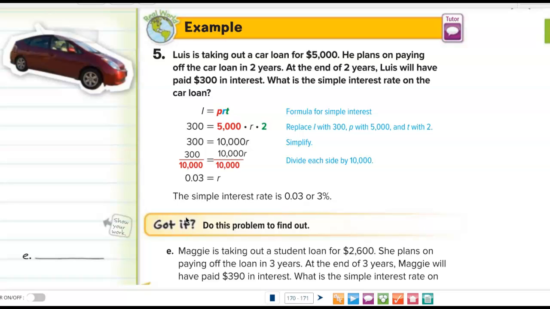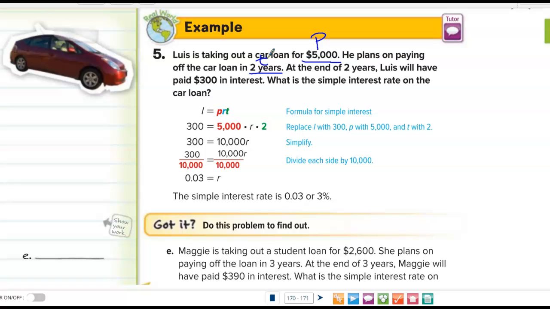Okay, first of all, we need to go through and underline our important facts. He's taking out a car loan for $5,000. If he's taking out that much money, he's borrowing that much money, what is that in our equation? This is our principal. He plans on paying off the car loan in 2 years. So 2 years is our time.